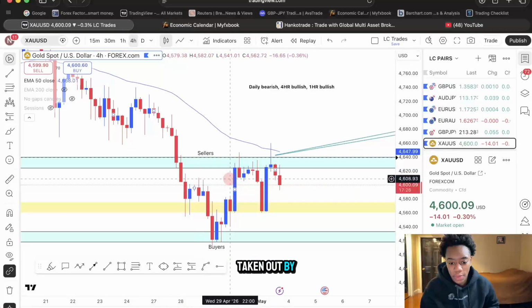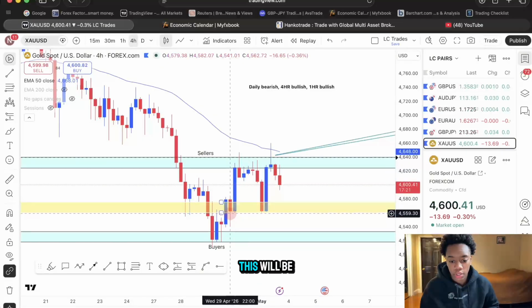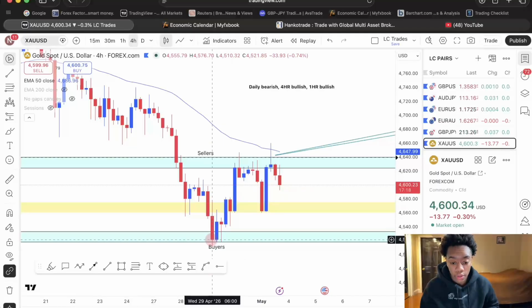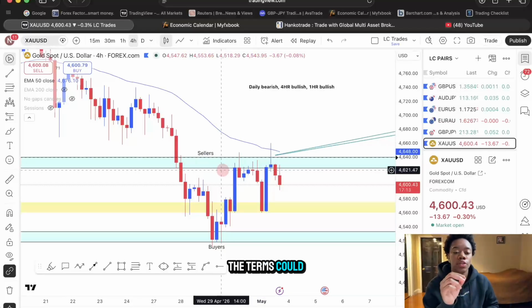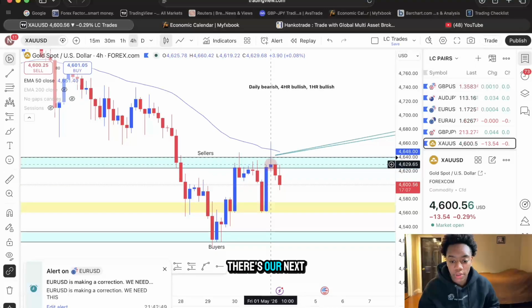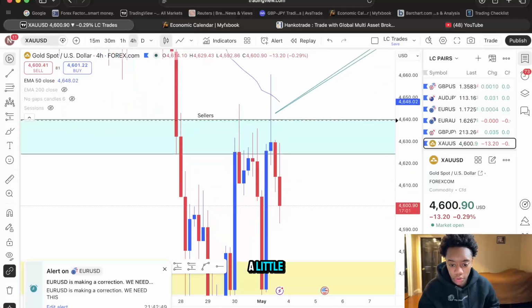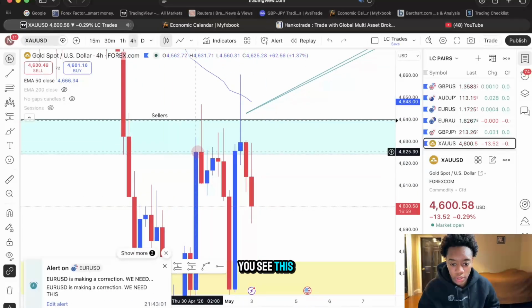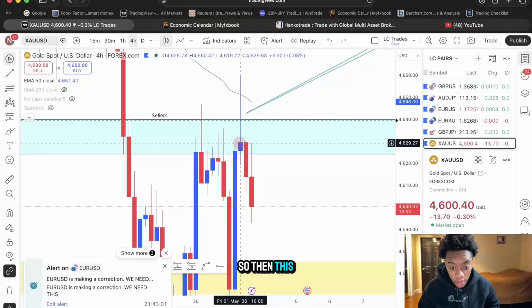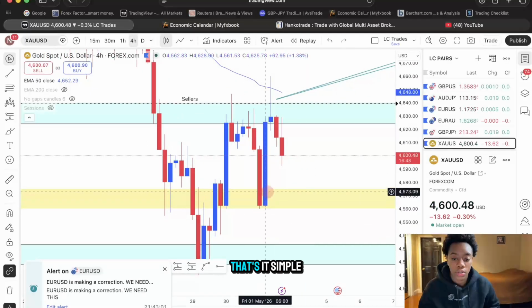This lower high got taken out by this huge candlestick, so then it made it bullish. So this is our higher low. There's our higher high, there's our higher low. Sorry, a lot of the terms can get confusing, but you get what I'm saying. Anyway, there's our next higher high and there's our next higher low. Why is this a higher high? Because, zoom in a little, we broke above. You see this right here? This candle broke above this previous higher high. So then this becomes the higher high, and we move to the previous higher low. That's it. Simple.